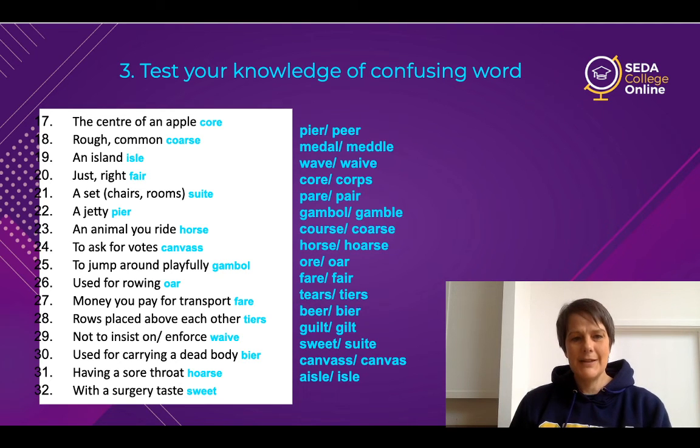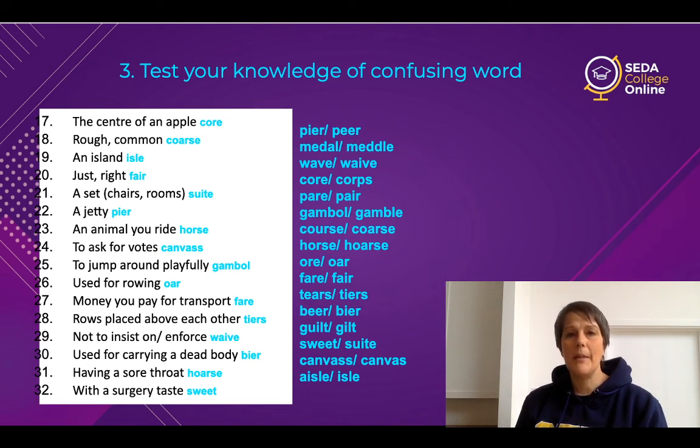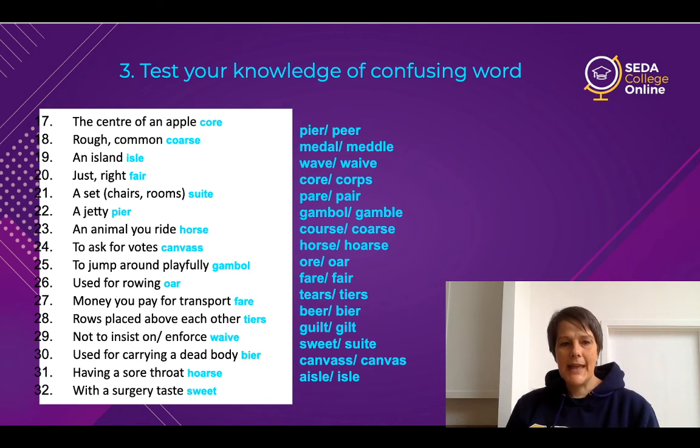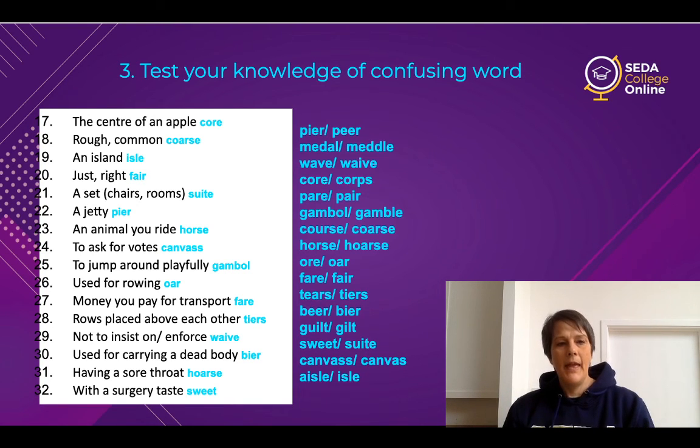To canvass is when you go around asking someone to vote for you, or you can canvass for someone else, but you just promote them in an election. To jump around playfully is to gambol. What you row with are oars. Your bus fare. And then you get tiered seating.